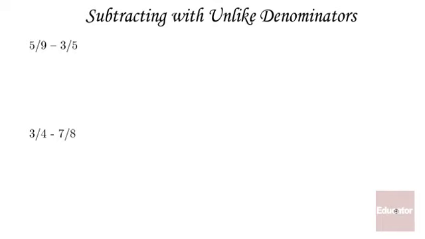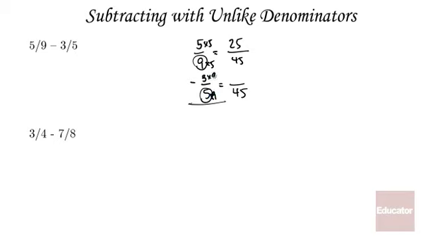Let's try subtracting with unlike denominators. If I have 5 over 9 minus 3 over 5, the 9 and the 5 must become a common denominator. They can both be 45. 9 times 5 will give you 45, so to be equivalent on top, 5 times 5 is 25. 5 times 9 is 45, so to be equivalent on top, 3 times 9 is 18. And now we can work with the numerator since the denominators are the same. 25 minus 18 is 7 over 45. And 7 over 45 cannot be simplified, so we'll just leave it at that.